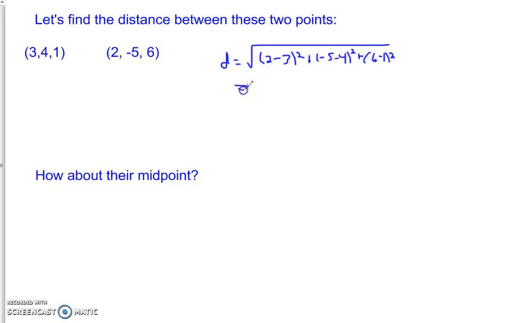So the distance between these 2 points, 2 minus 3 is negative 1, squared is 1. Negative 5 minus 4 is negative 9, squared is 81. Remember, these all have to be positive. Try it in your calculator and you get a negative number, you've done something wrong. 6 minus 1 is 5, squared is 25. That to me looks like 26. 82 plus that is the square root of 107. So that's the distance between those 2 points.